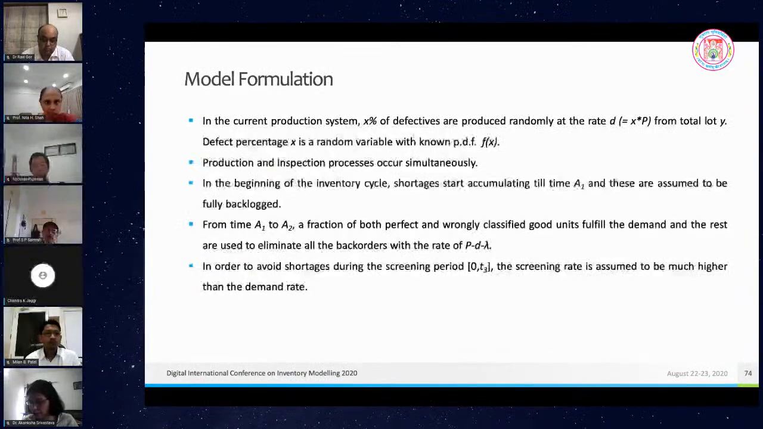Now, in the current production, X% of defectives are produced randomly. This is what we are trying to find out from the model and the flow chart. The same thing has come up here. From A1 to A2, both perfect and wrongly classified goods fulfill the demand. The rest are used to eliminate the backorder, because we are having a stockout, so we have to manage the stockout. In order to avoid the shortages, the screening rate is assumed, as we have already assumed.